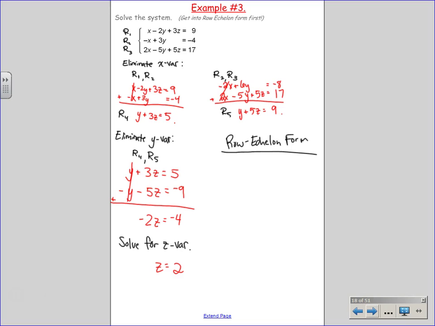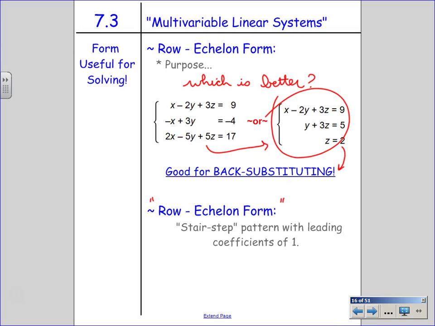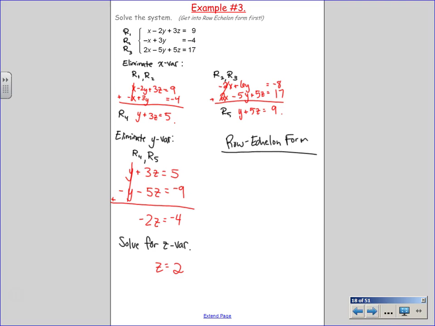Row echelon form. Guys, look back at the very beginning of notes. What was the first thing? The first equation, right? What was the second thing? We have the first equation, and then we have the row echelon form. Be careful, there's going to be true and false questions with row echelon form. We need an x with a single coefficient of 1.